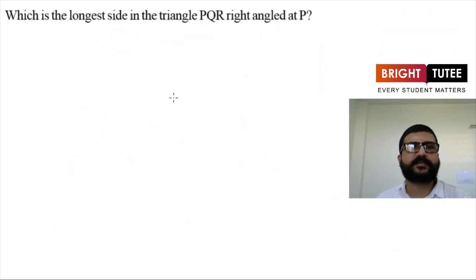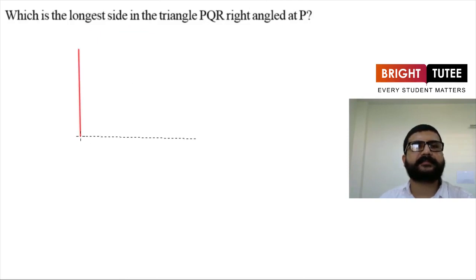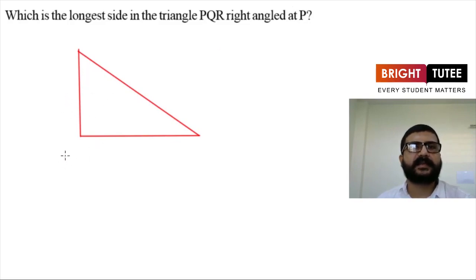Now here is the next question. The question here is, which is the longest side in the triangle PQR right angled at P? So for that, let's draw a rough sketch first. We need a right angle triangle, so it will be like this. Now if we are having a right angle triangle, we know that hypotenuse is always the longest side. So let's name this triangle as PQR. This vertex is P because here it is right angle, and it is given that it is right angled at P.